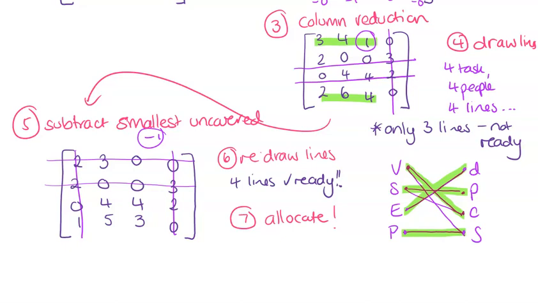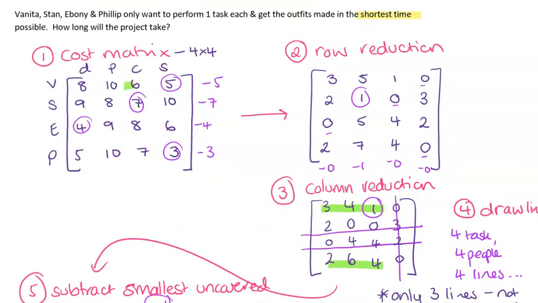And so at this point, we've now got our allocation, but to answer the question, we go back to the original information, the original cost matrix. We're going to have Vanita cutting, Stan purchasing, Ebony designing, and Philip sewing. So you can see a couple of these were what we had guessed would be the best allocation to begin with, but then this algorithm has allowed us to assign the rest of the jobs and guarantee that we'll get the smallest amount of time.